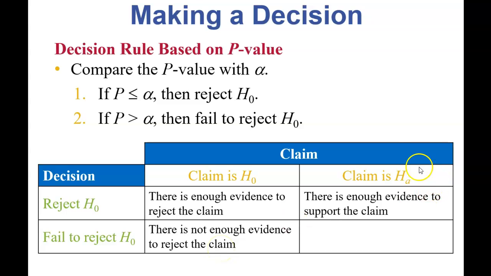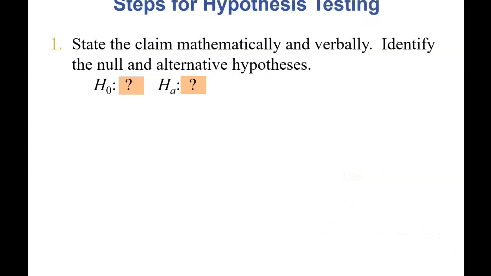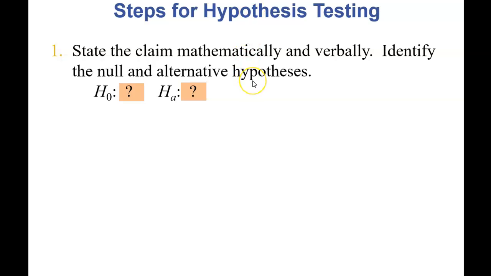When your alternative hypothesis is your claim and you reject it, what do you say? There is enough evidence to support the claim. When your alternative hypothesis is your claim and you fail to reject it, you will say there is not enough evidence to reject your claim. I'm going to go ahead and do an example on that so you can actually look and see what it means.